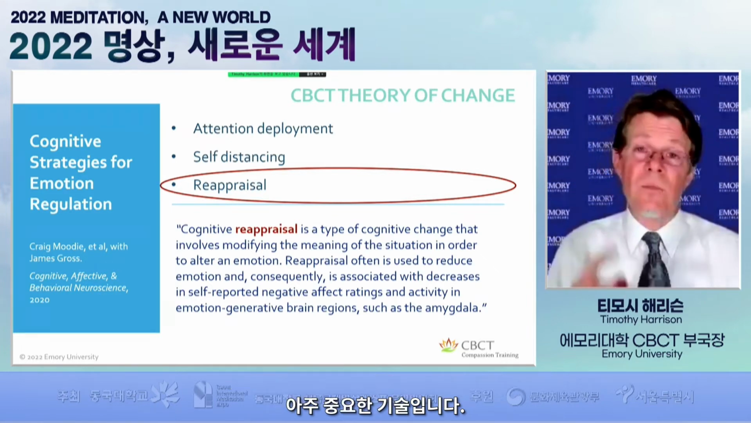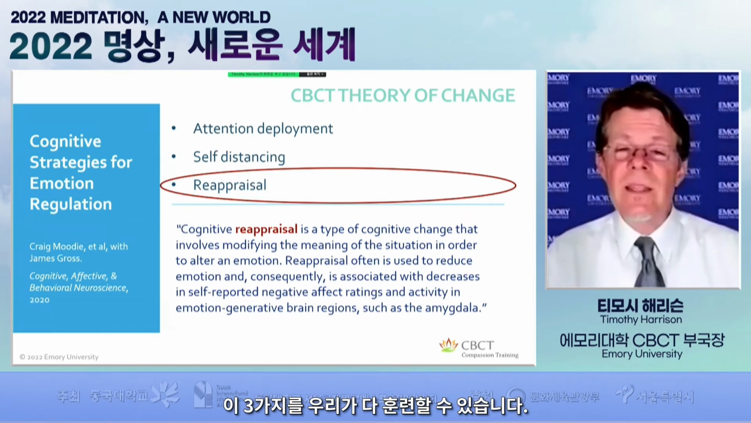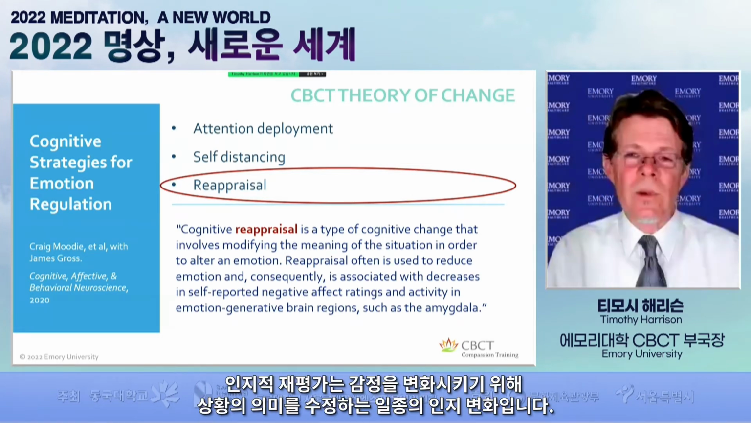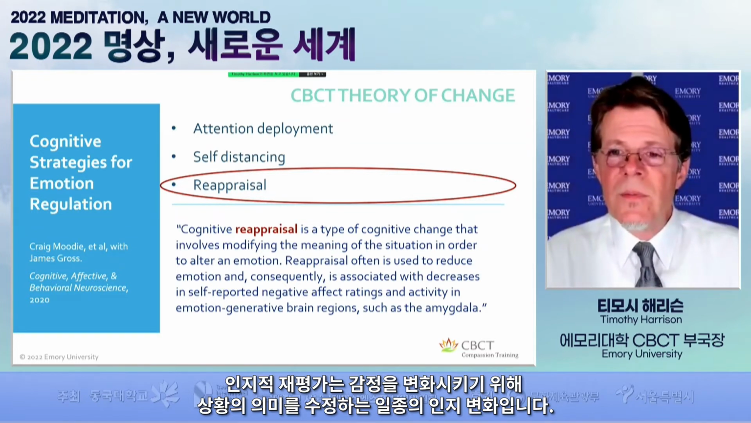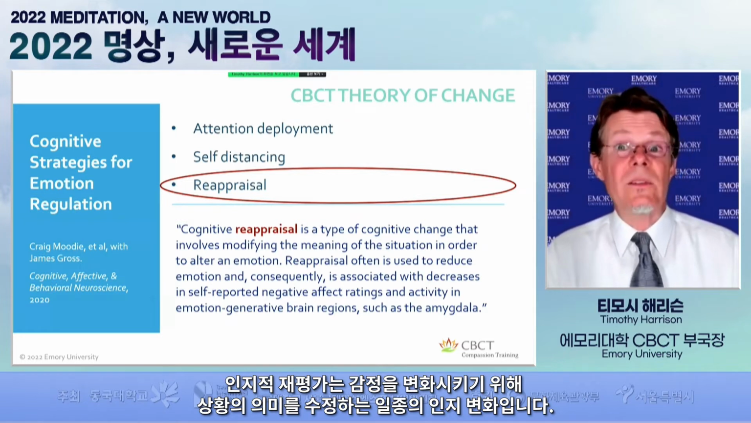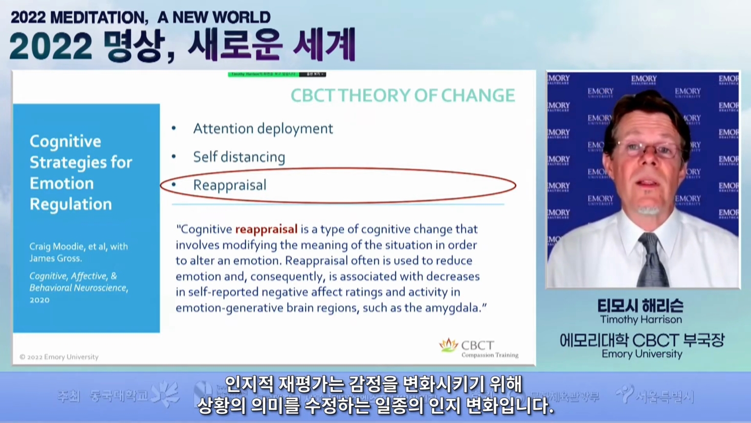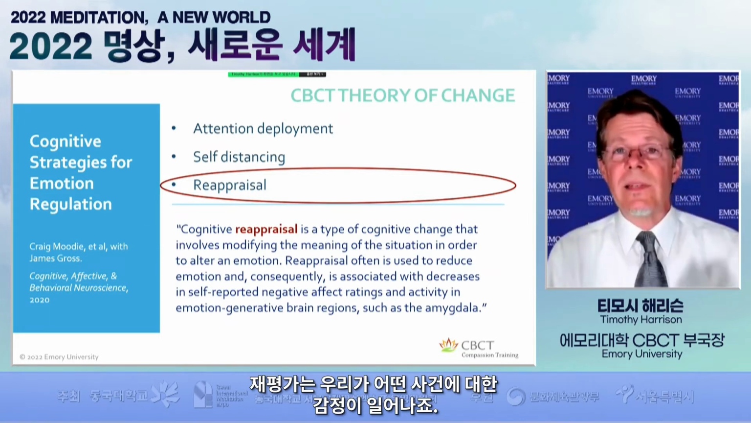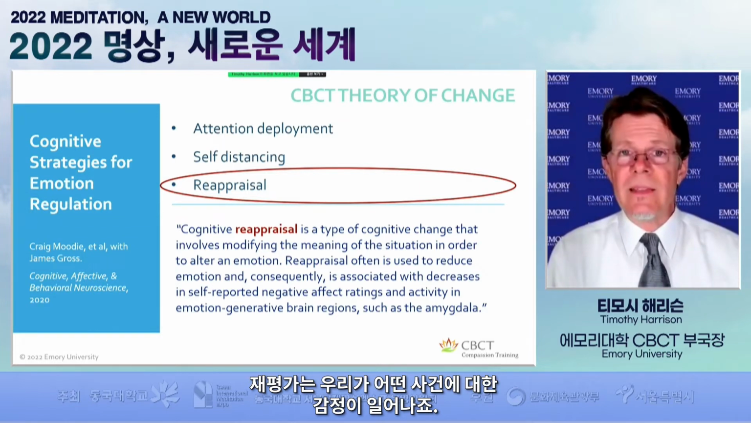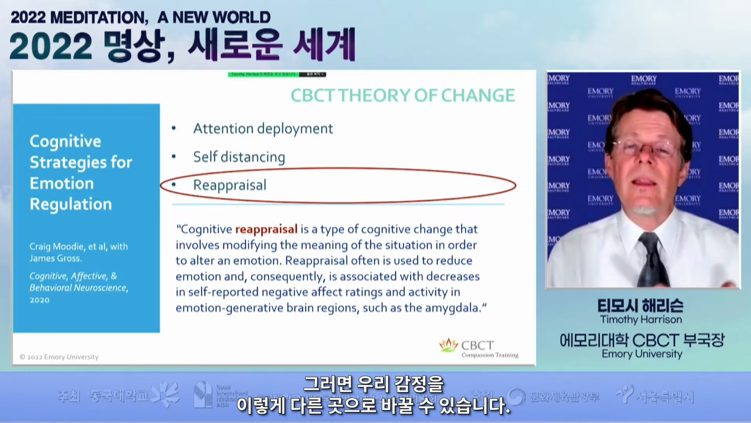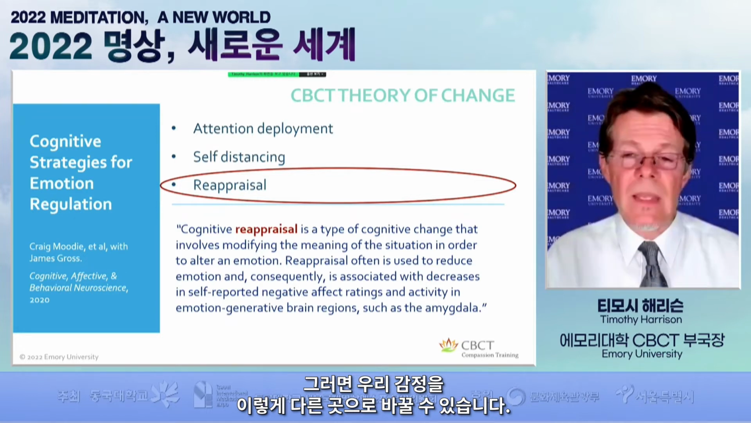And it involves different parts of the brain. So we can train all of these. That's the good news. Cognitive reappraisal, I'm reading the quote, is a type of cognitive change that involves modifying the meaning of the situation in order to alter the emotion that we're experiencing. So emotions follow events, or they actually follow our interpretation of events. And if we can shift our interpretation of the event, we can shift our emotion.